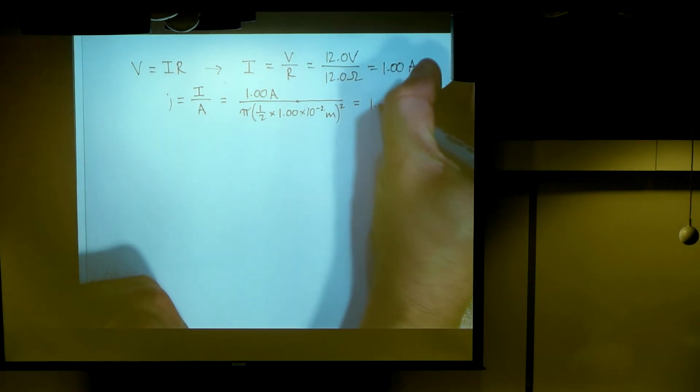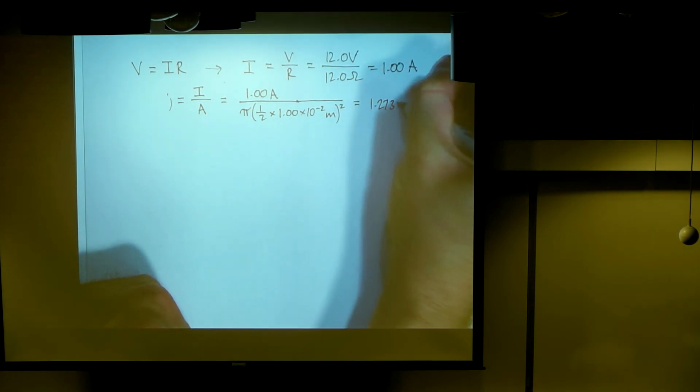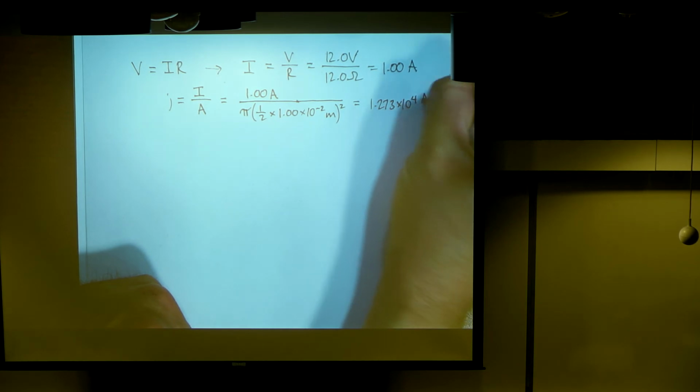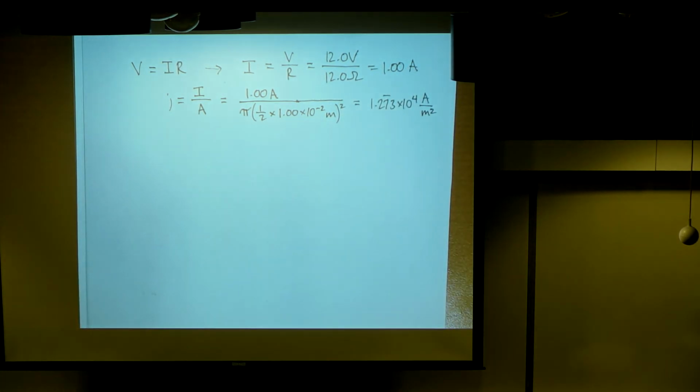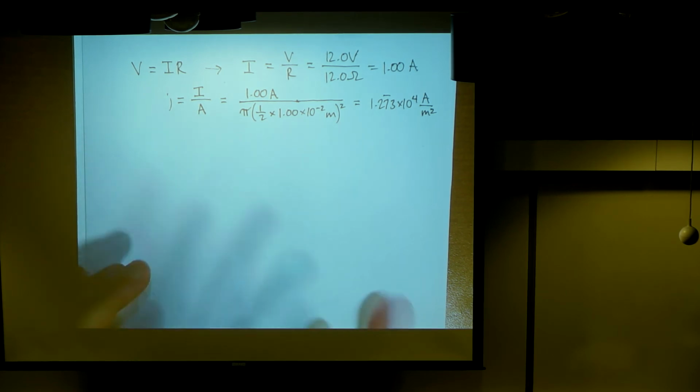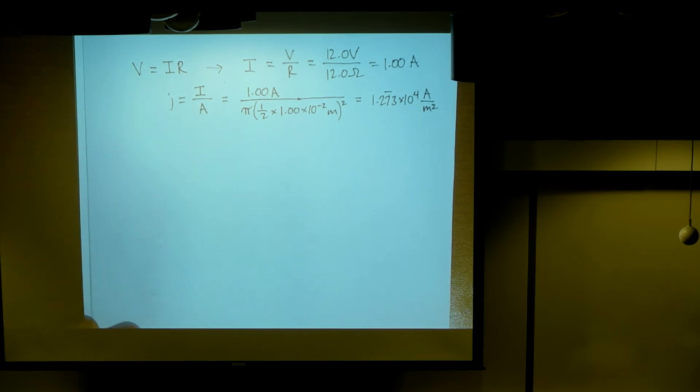1.27 times 10 to the 4 amps per meter squared. Yep, so amps per square meter, 1.273. I'm going to put that extra digit there just for later use. We'll round it to 3 sig figs at the end. Okay.